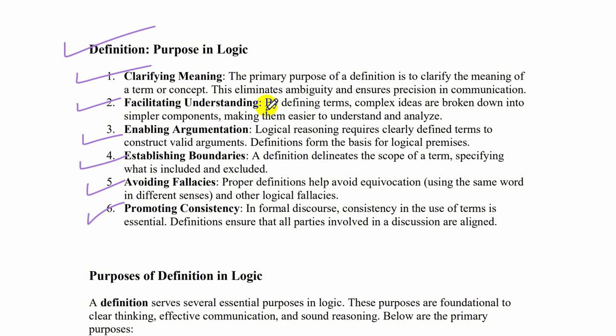Boundaries. When we define something, it delineates the scope of a term. So basically we exclude everything and include everything that the term means. We have to do both, exclude and include what that term means. Also, it helps us to avoid fallacies. We cannot use one term in different senses, because that will create more confusion. So when you define a certain thing, excluding all that it is not and including all that it is, the meaning of that term is very clear.